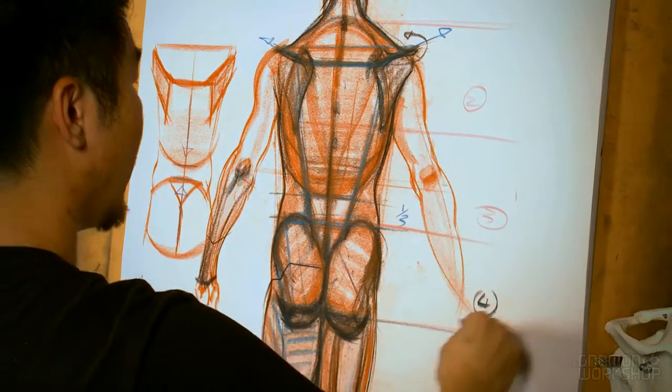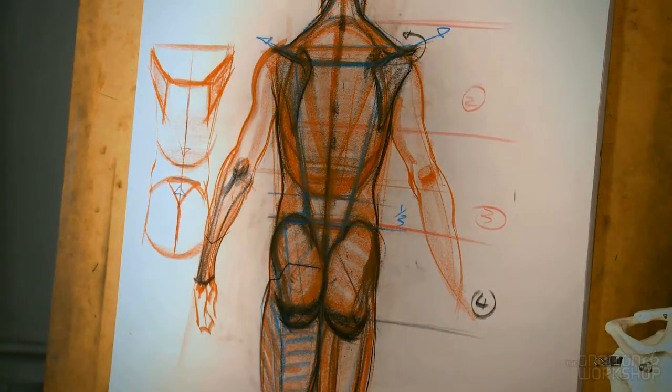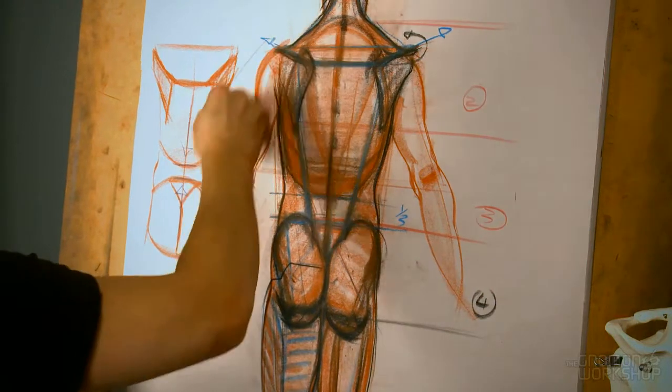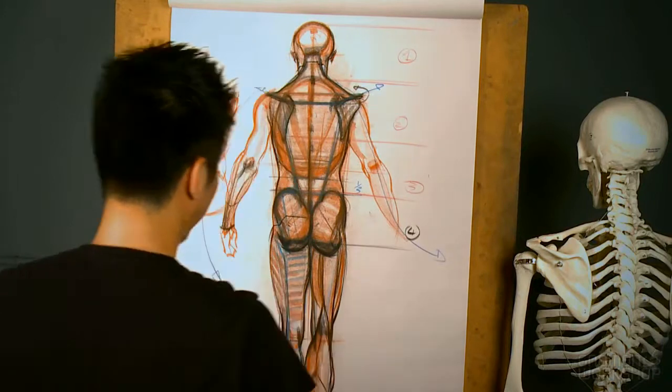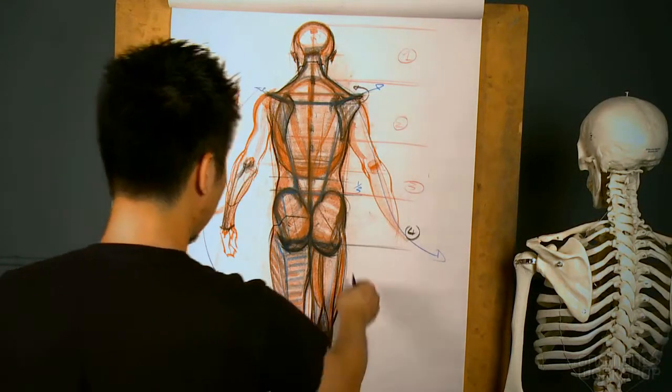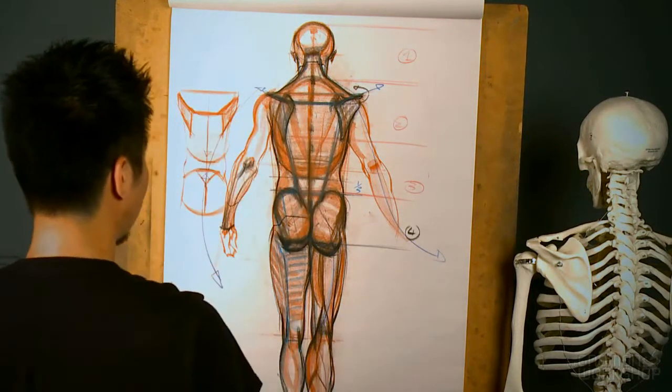Let me curve this way. The arm is a curve. Don't make it straight, okay? You see actually I have a curve. And then I'm going to curve out this way. The leg also has a curve, has an S curve. Like that.